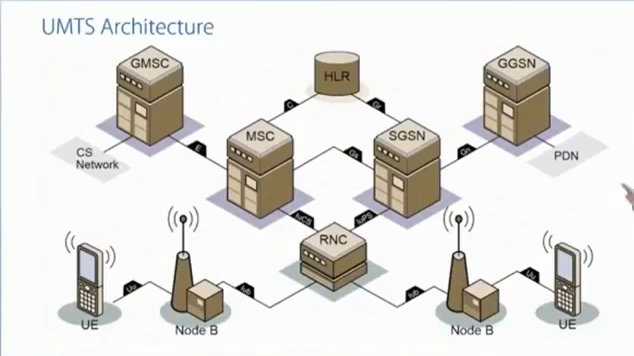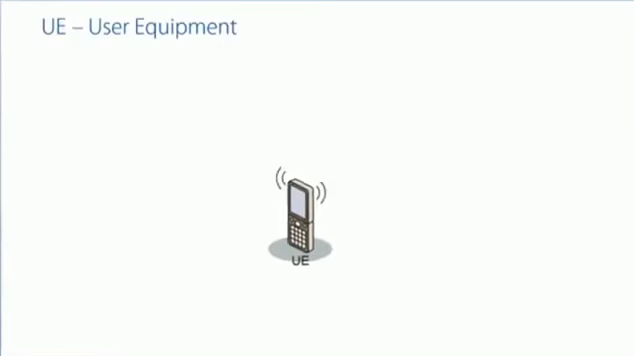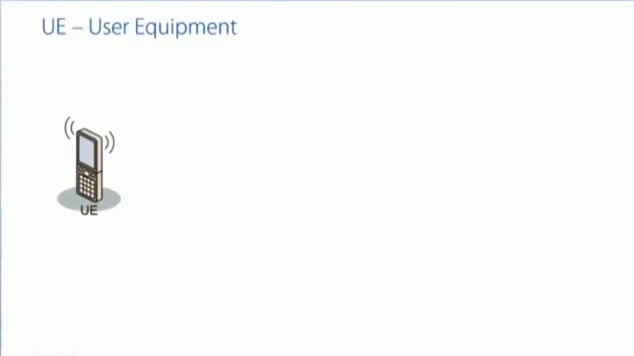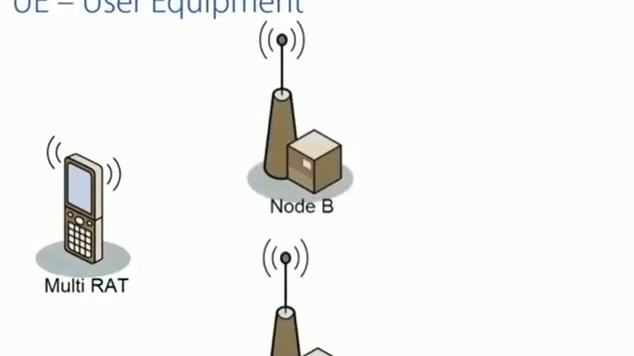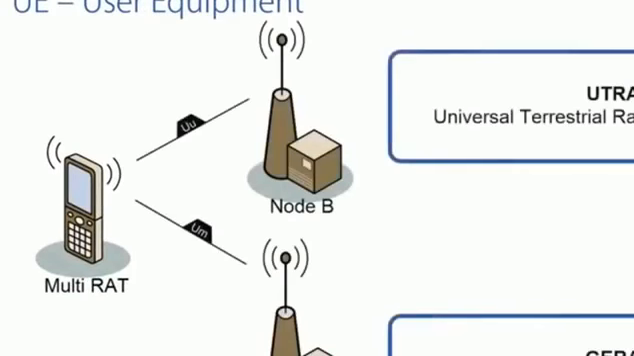So here's a very simplified view of the key functions you'll find in a UMTS network. So let's start with the user equipment, the mobile. The mobile in UMTS is called the user equipment, or the UE, unlike GSM where it's called the mobile station. We'll also hear the term multi-RAT, multi-radio access technology. And this is because most UMTS devices support multiple technologies. For example, they can connect to UMTS, but they can also connect to GSM, GPRS or the GERAN.